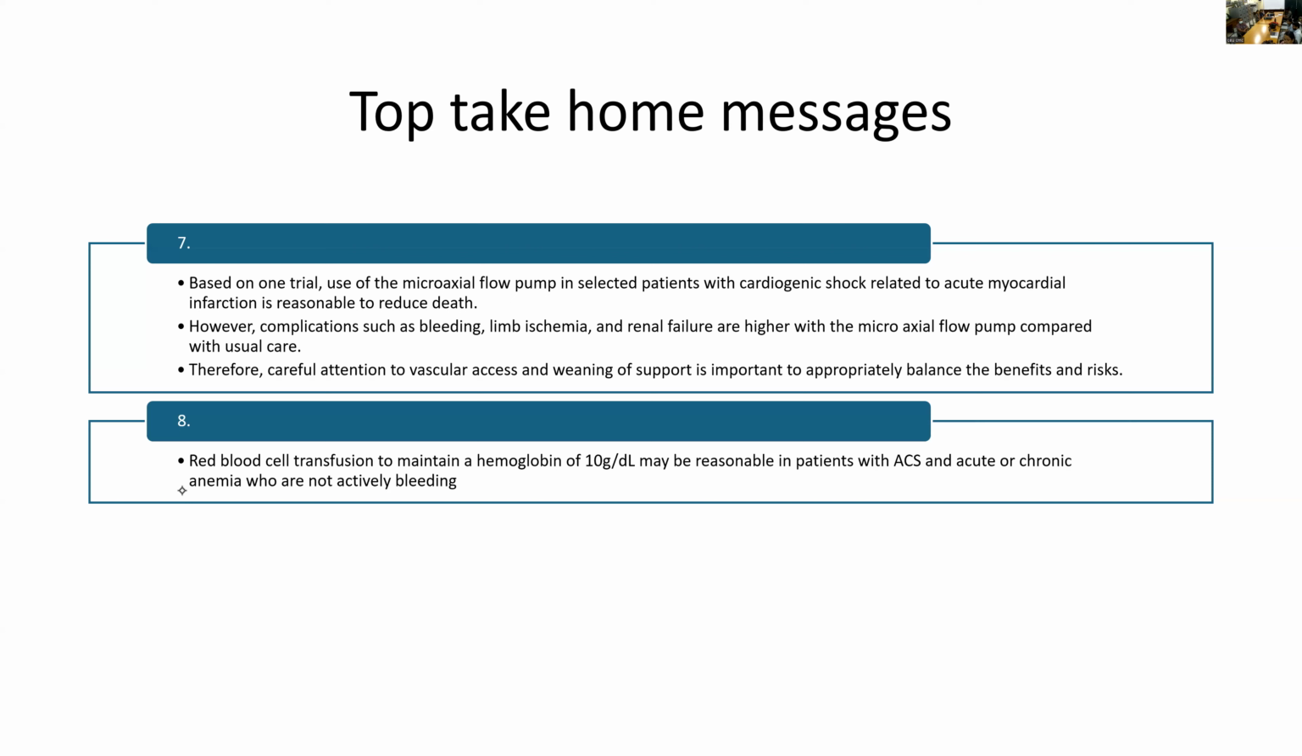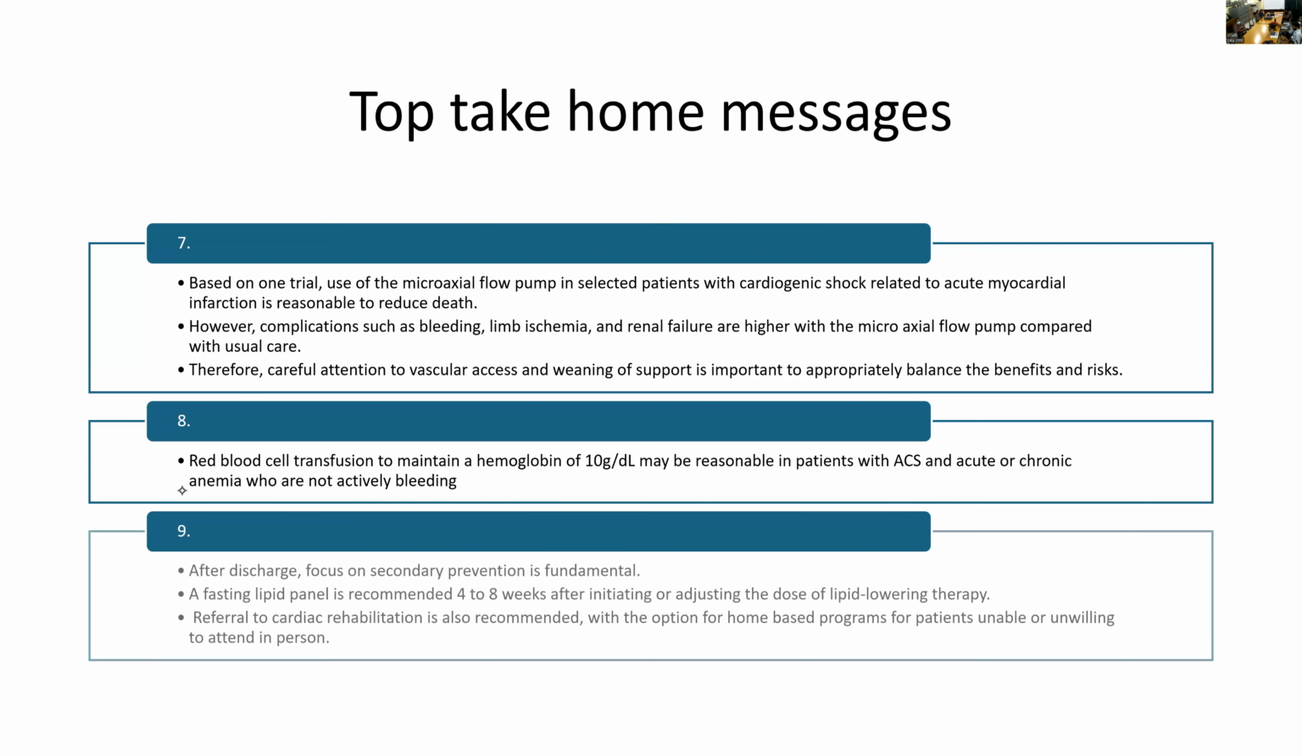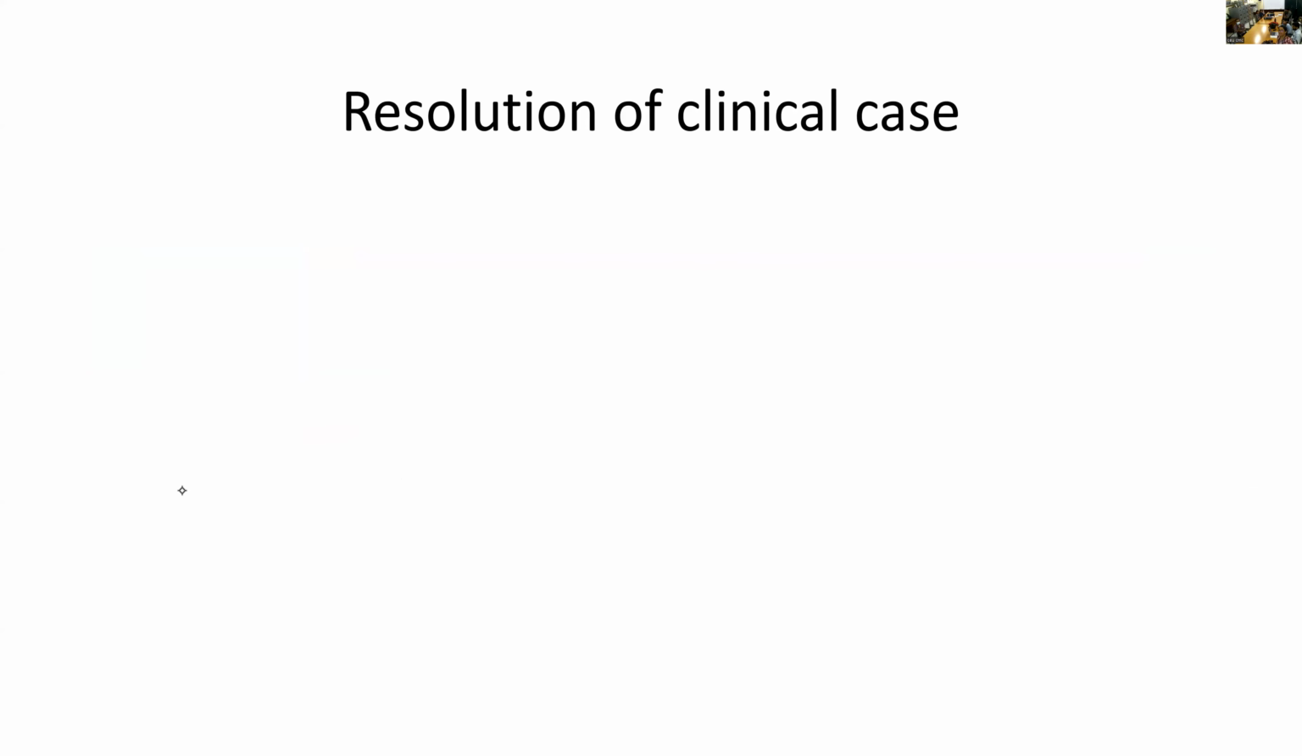Blood red cell transfusion to maintain hemoglobin of 10 may be reasonable in patients with ACS who are not actively bleeding. At the end, after discharge, focus on secondary prevention is fundamental. A lipid profile is recommended 4 to 8 weeks after initiating or adjusting the dose. Refer them to cardiac rehabilitation. So how would we resolve the case that we began with?